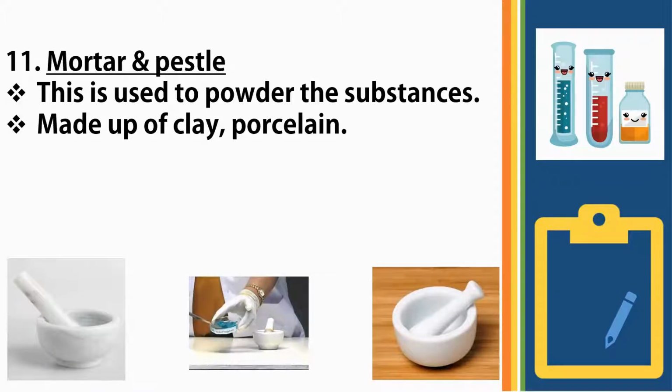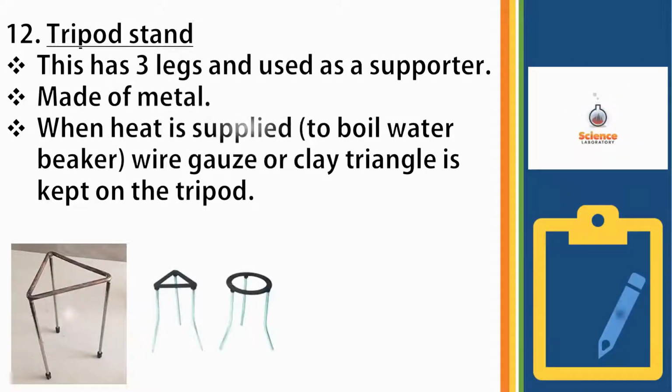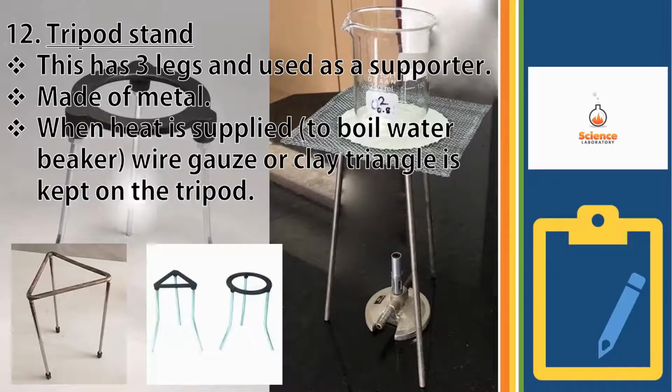Mortar and pestle. This is used to powder substances. Made of clay, porcelain. Tripod stand. This has 3 legs and is used as a support. Made of metal. When heat is supplied to boil water, the beaker, wire gauze or clay triangle is kept on the tripod.